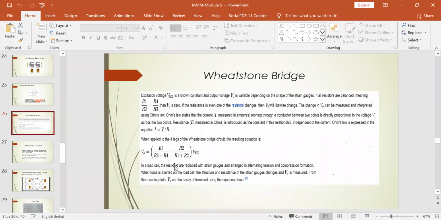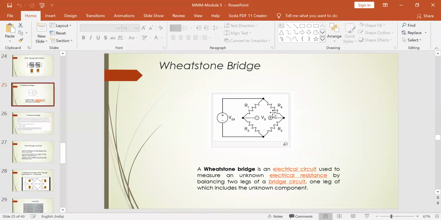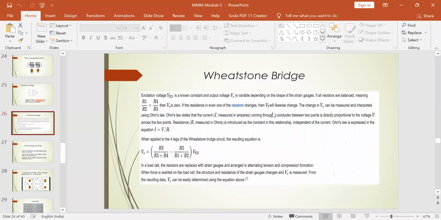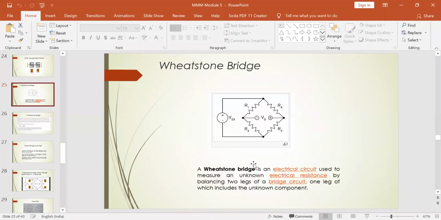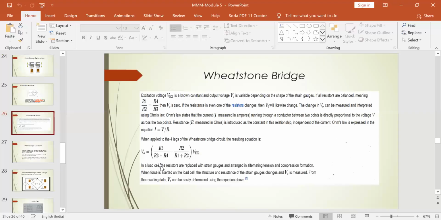So the resistors which were there in the Wheatstone bridge will be replaced by the strain gauges in the case of a strain gauge load cell, which will be alternately arranged. So one you have tension, the other one will be compression, and again tension and again compression, in place of R1, R2, R3 and R4. When force is exerted on this kind of load cell, the structure and the resistance of the strain gauge changes, and once it has changed, we will evaluate the output voltage.